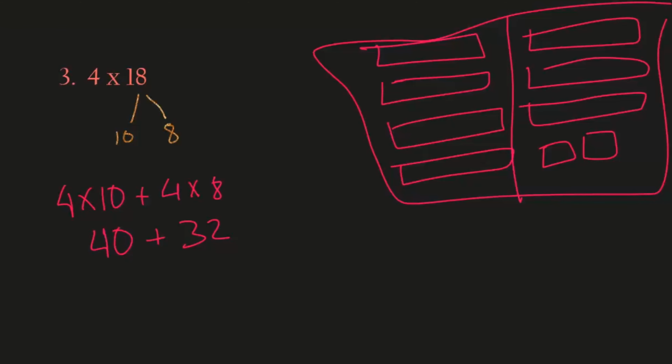So now what we're going to do is add these up. So 40 plus 32. So 0 plus 2 is 2. 4 plus 3 is 7. So our answer here, 72.